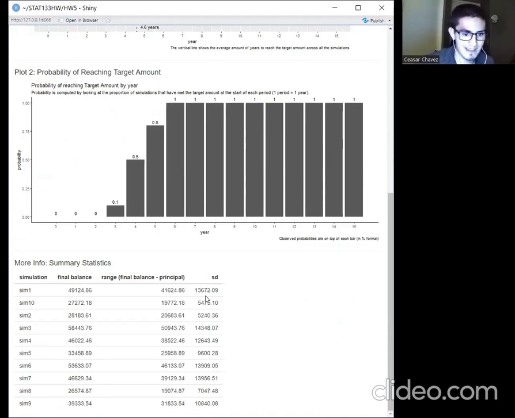I really like using SD as the summary statistic here because you can see there's such high volatility. The lowest we can see here is about $5,000 of SD, but look at how high it gets, we have some 13,000, 14,000, 12,000. It's crazy to see how stocks can be so volatile.